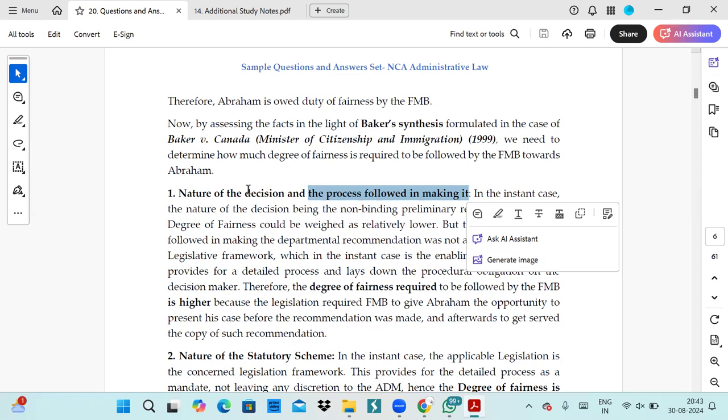Do not repeat anything that you have already written in the exam. That is something to avoid. First of all, it will waste your time. Second of all, it will also bore the evaluator.